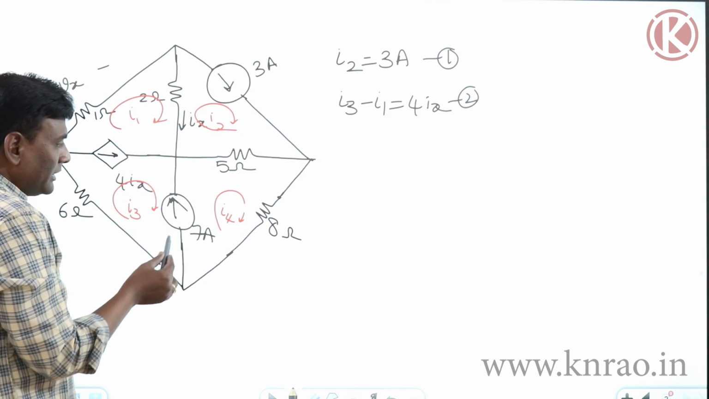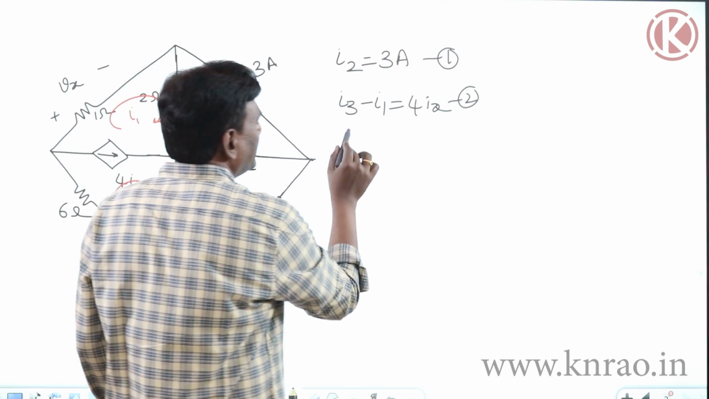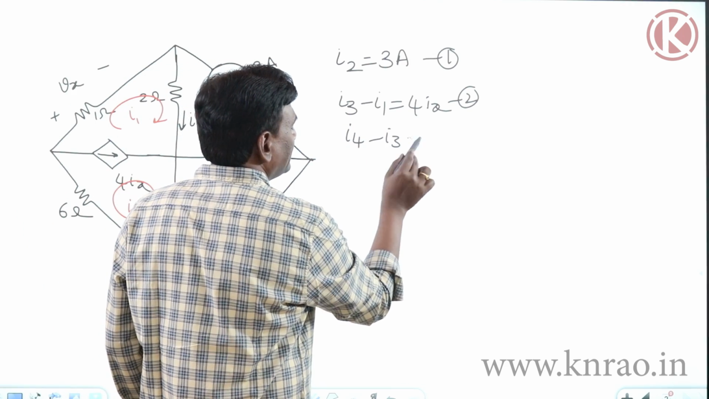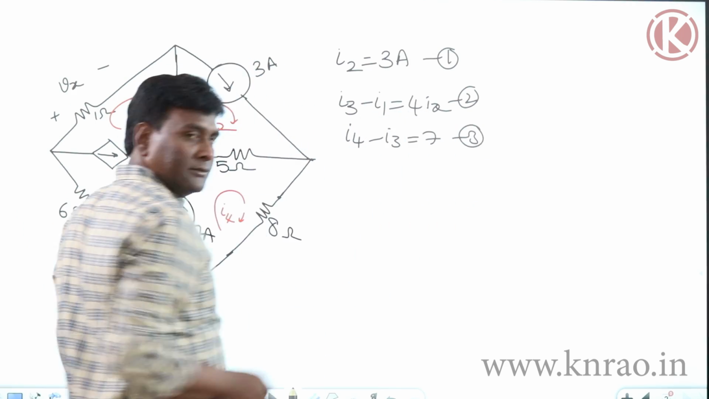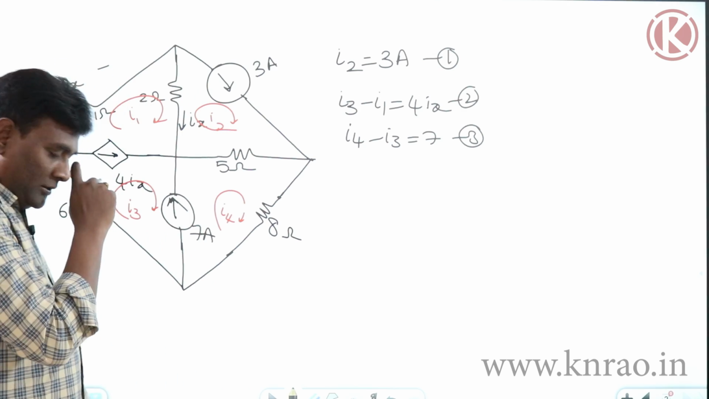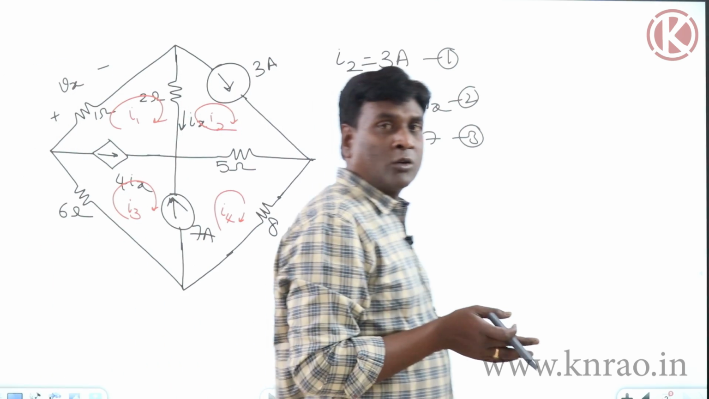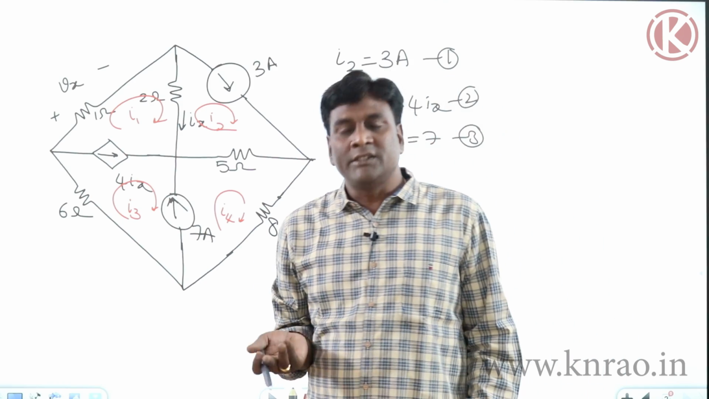Now let us think of the third relation. I4 minus I3 equals 7. This is going to be the third relation. Now the relations are over, and we should be able to write the equations.